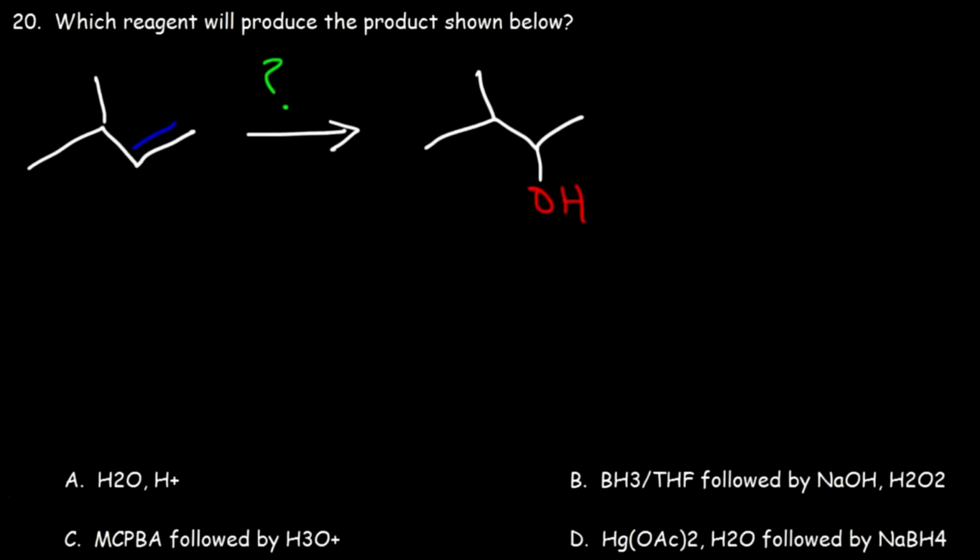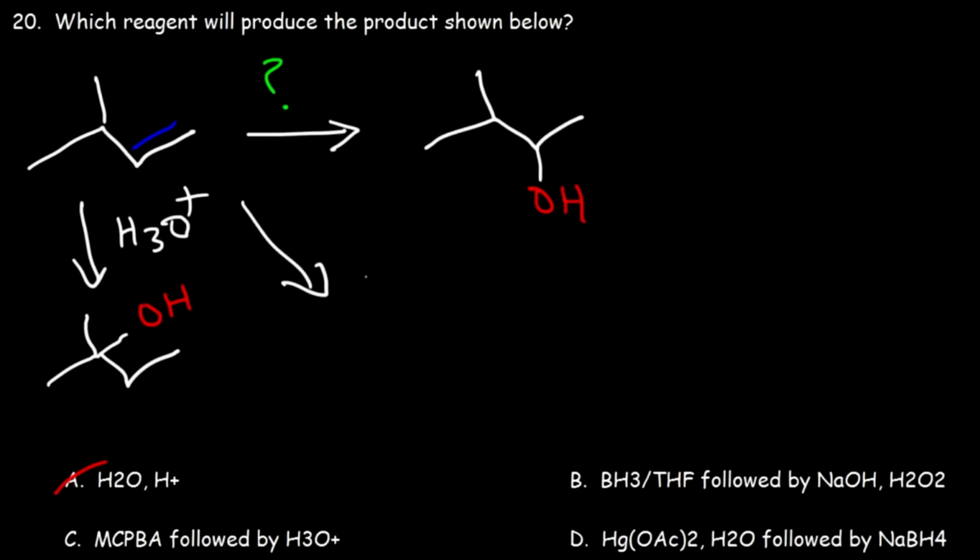Number 20. Which reagent will produce the product shown below? So how can we convert 3-methyl-1-butene into 3-methyl-2-butanol? Well, let's start with answer choice A. Water with H plus is equivalent to H3O+. This reaction will give us an alcohol, but rearrangements will occur. It turns out that the OH group will be on the tertiary carbon, which is not what we want. So answer choice A is not the right answer.